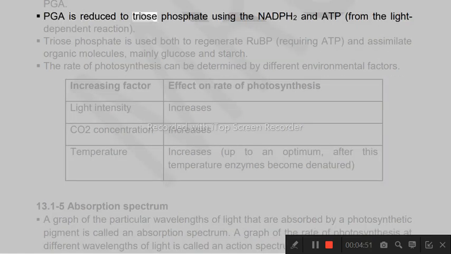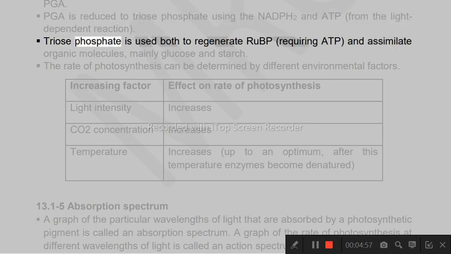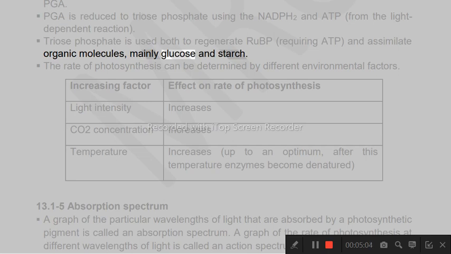PGA is reduced to triose phosphate using the NADPH2 and ATP from the light-dependent reaction. Triose phosphate is used both to regenerate RuBP, requiring ATP, and assimilate organic molecules, mainly glucose and starch.